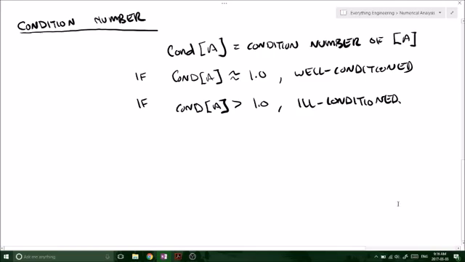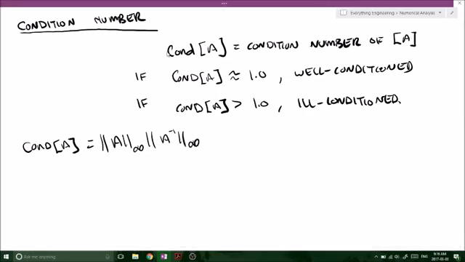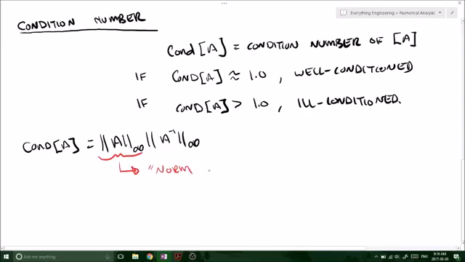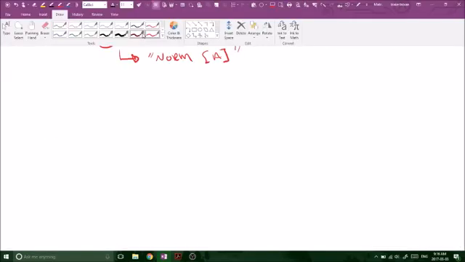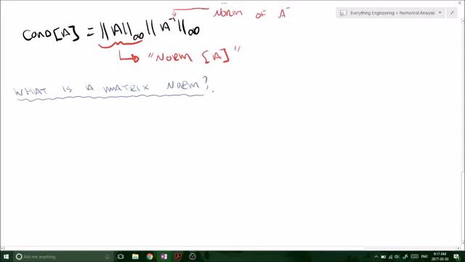So how do you go about calculating the condition number of A? We use a formula. The condition of A equals the norm of matrix A infinity times the norm of A inverse infinity. This notation means the norm of A, and this notation is the same, but it just means the norm of A inverse. What is a matrix norm?